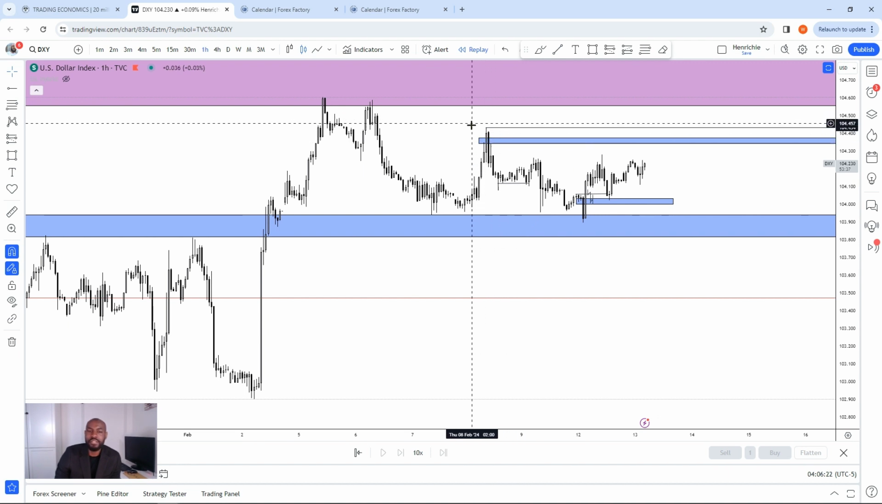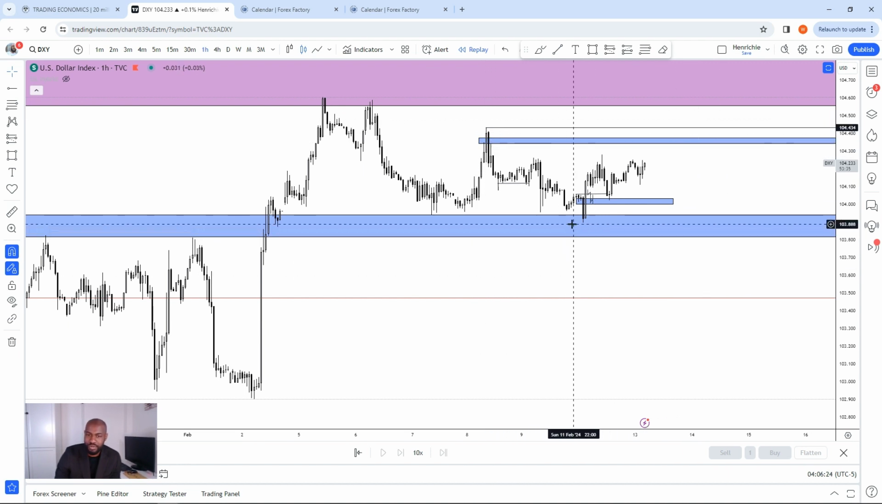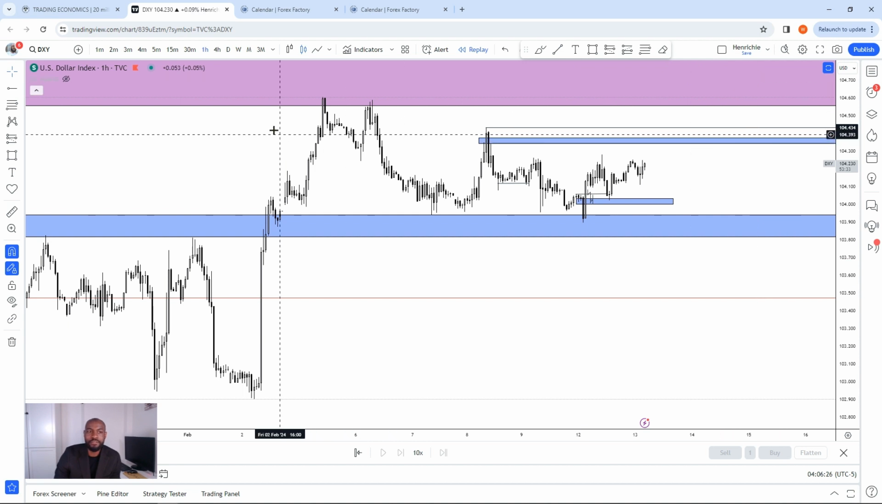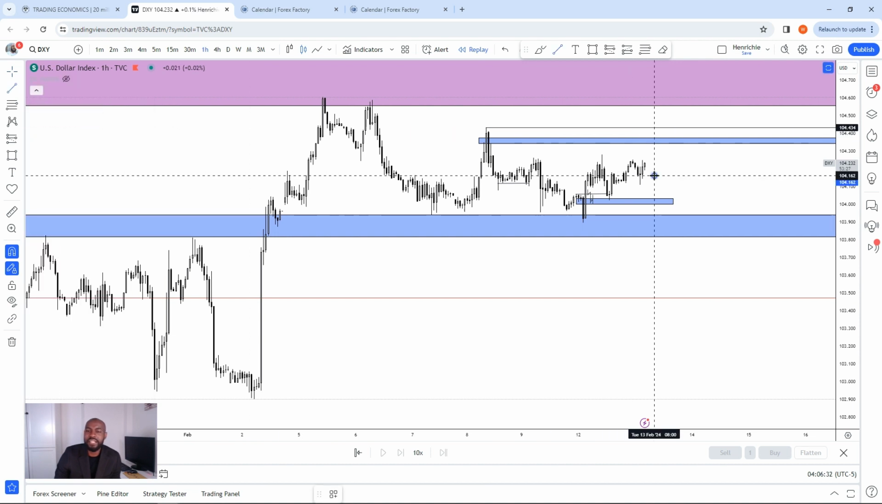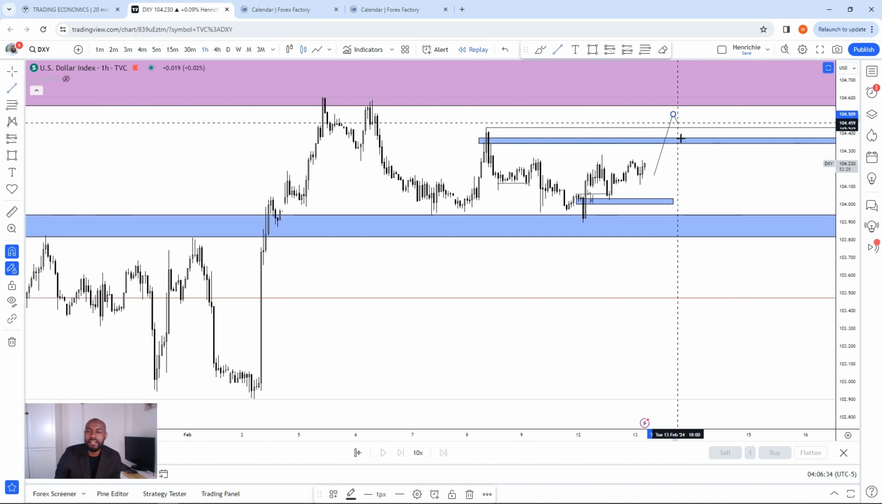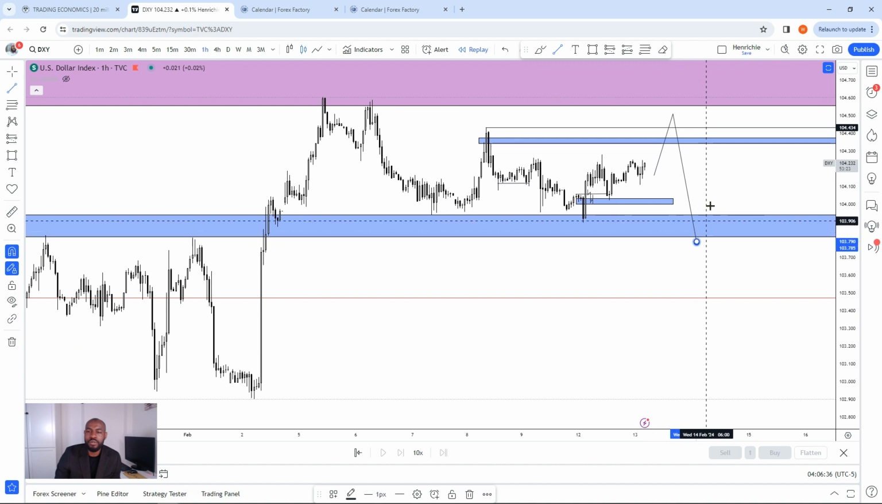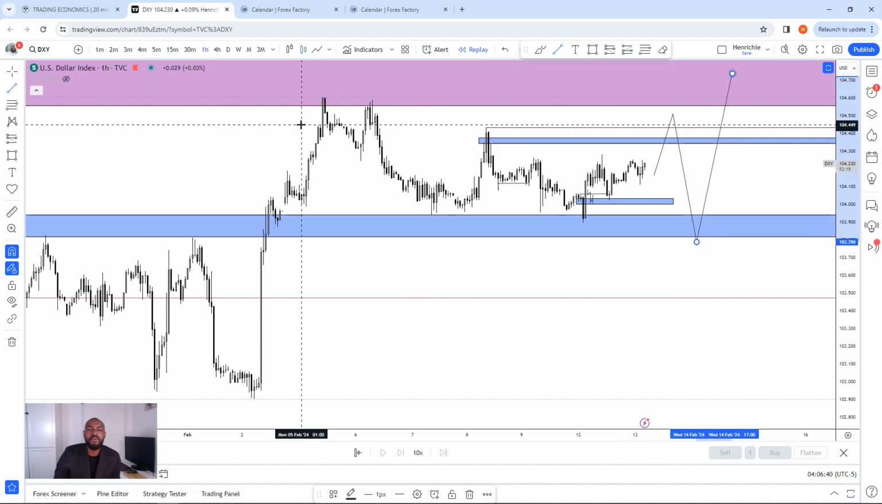Price can actually run this high and still drop down to run this low and still rally above to run this high, because this is a range and anything can happen within that range. Within the range, price can run here, come down, run this low, and then run this high, because we're in a range. It's just like what you're seeing right here.